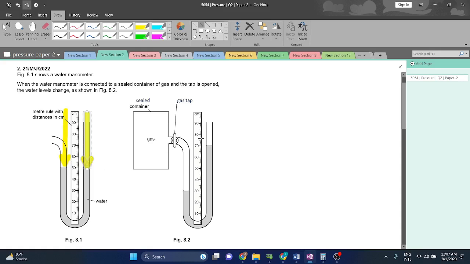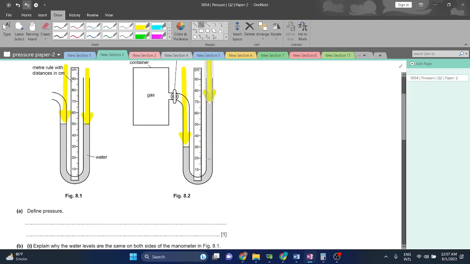In figure 8.2, what happens is that the gas tap is opened, and since the pressure here is much larger than the pressure here, the water level rises on this side and it is lowered on this side. So the pressure will be equal to the weight of the water on this side.